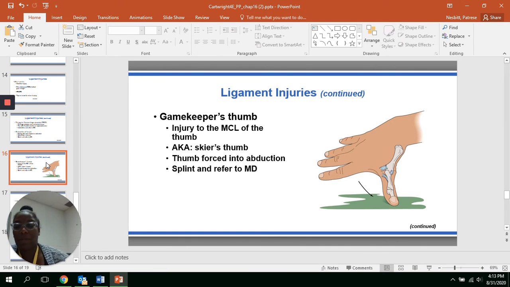All right, gamekeeper's thumb. Same thing. A lot of these injuries are named after the common activity in which they occur, so they also call it skier's thumb. As you can see, the thumb kind of gets caught because it's just out there doing its own thing. The funny thing is that you need your opposable thumb, but it's so susceptible to injuries. That's why your scaphoid bone is very susceptible to injuries, because it's just hanging out there all by itself.